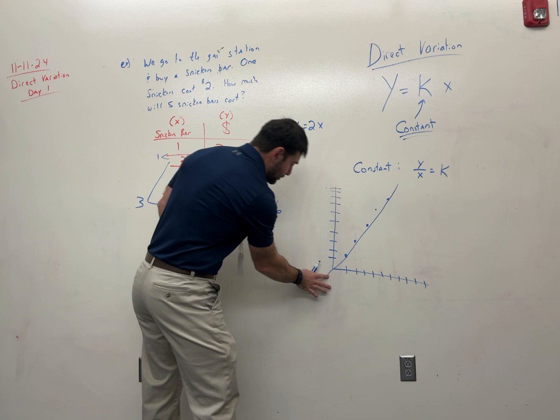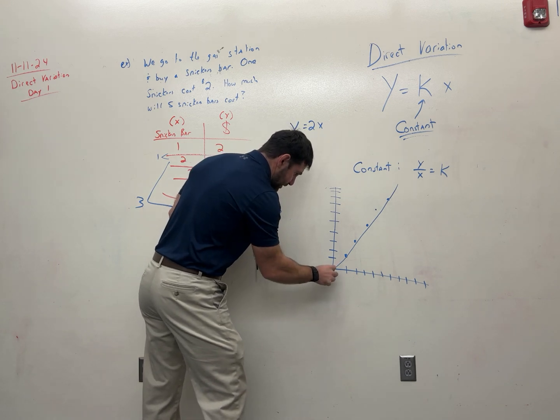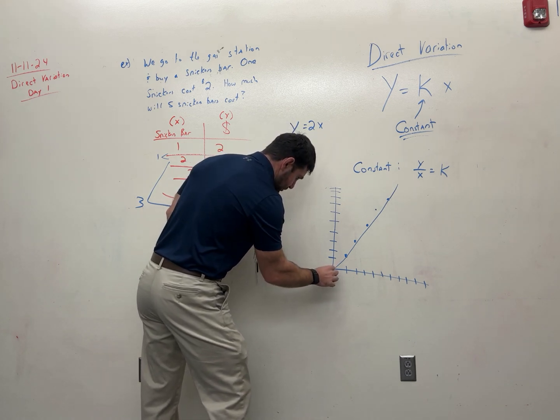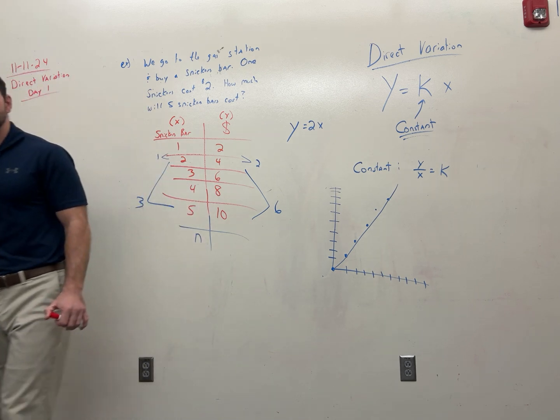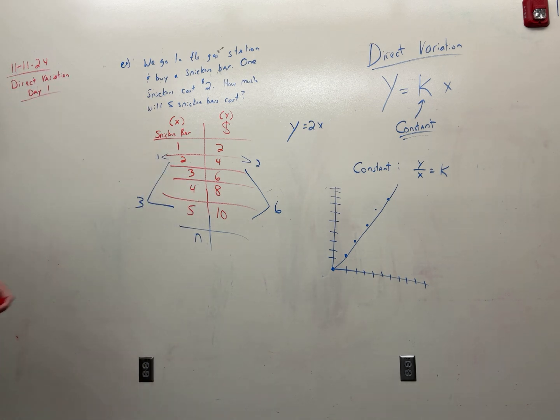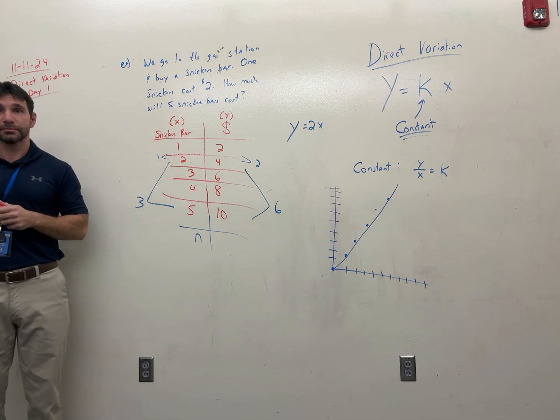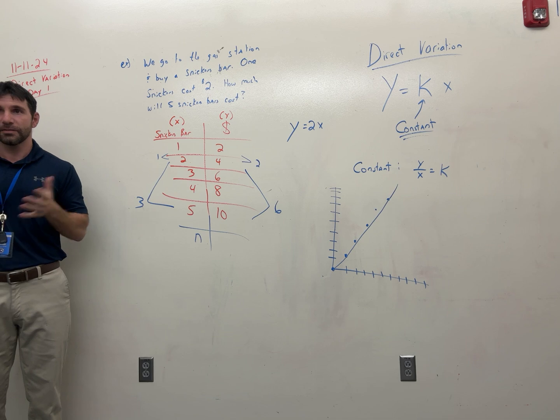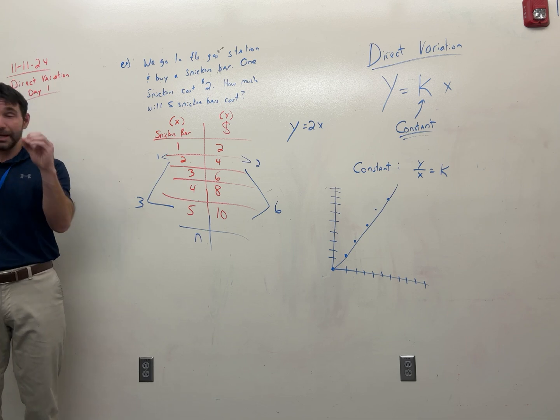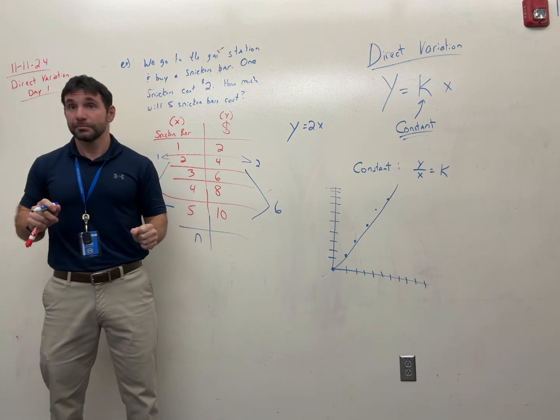No. But, Mr. H, what about this point that's here at 0, 0? For direct variation, if it doesn't pass through the origin, it is wrong. Why? If I buy 0 candy bars, how much is my cost of the candy bars? Yeah, if I don't buy any, it's 0.